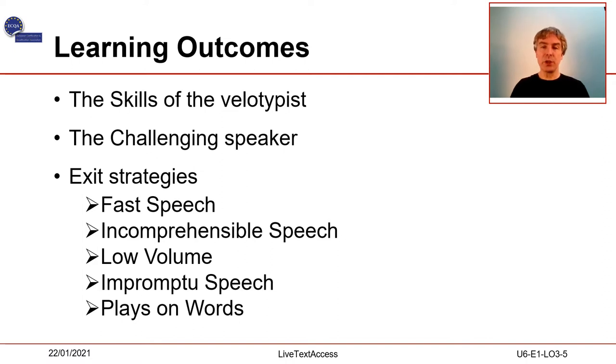The introduction to this unit has already explained what velotyping is, and the introduction to this element has already explained what the psychocognitive skills a velotypist must possess are. This video lecture is aimed at letting you know about the strategies a velotypist applies when he or she realizes the speaker is challenging. To do so, I will define the challenging speaker to then move to the strategies that a velotypist tries to apply when having to deal with specific challenges like a fast speech, incomprehensible speech, a low volume speech, an impromptu speech, and plays on words.